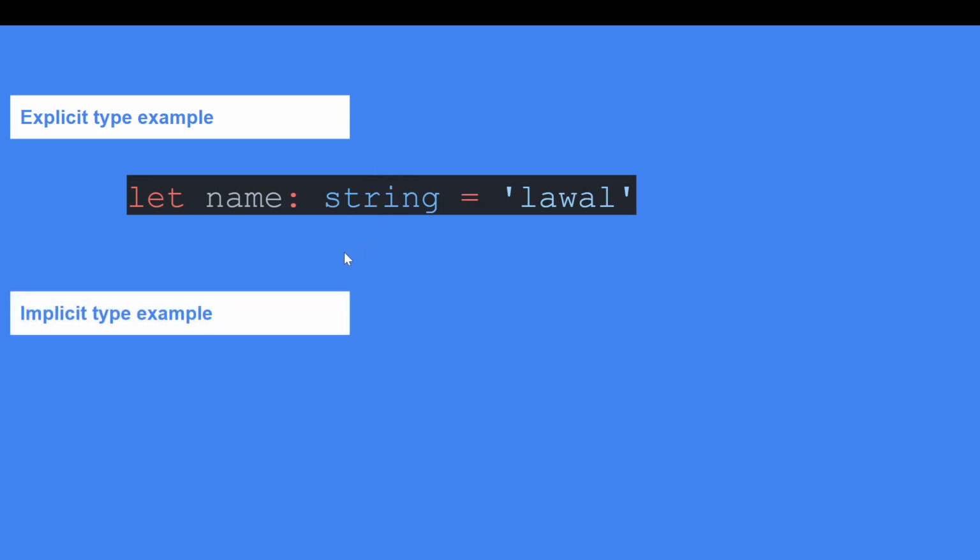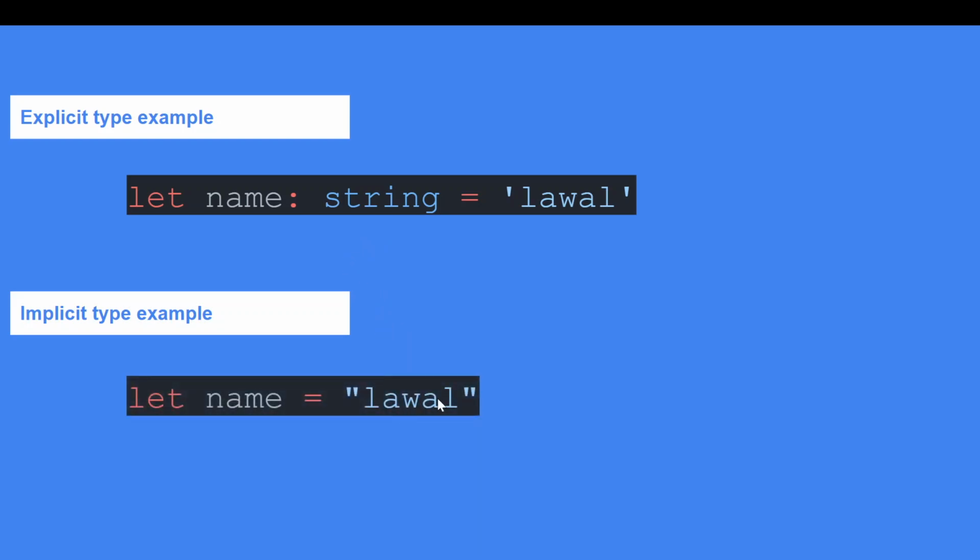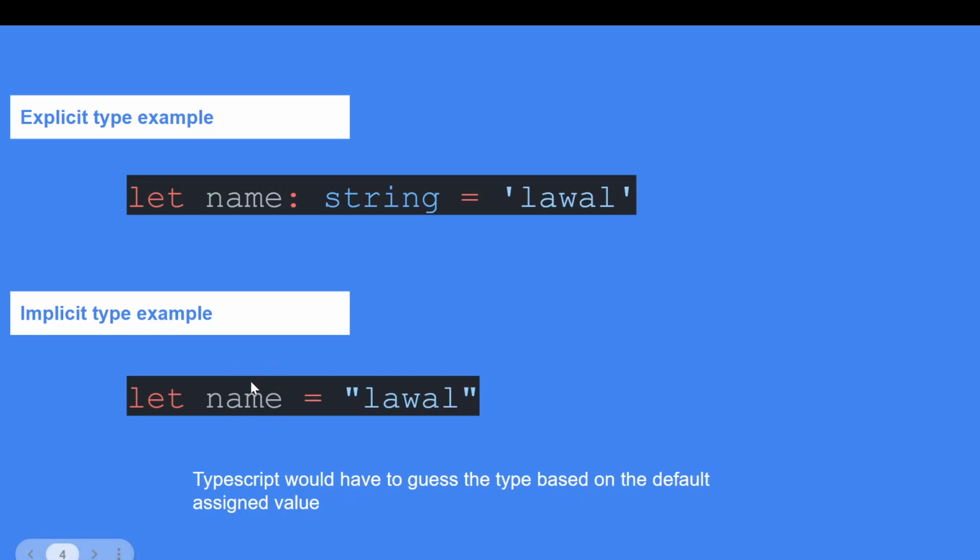So the second example will be the implicit type example. Now let's look at it and we see the familiarity. We're declaring a variable called name, and we're assigning the value lawal to it. But if you notice, we're not telling TypeScript that this is a string. We don't have the colon string like we have in the explicit type example. That's because this is an implicit type example, and with implicit types, TypeScript has to guess the type based on the default assigned value. So it's looking at the default assigned value, which is lawal here, and looks for what the type is. It realizes that the type is a string, and then it assigns the type of string to this variable.